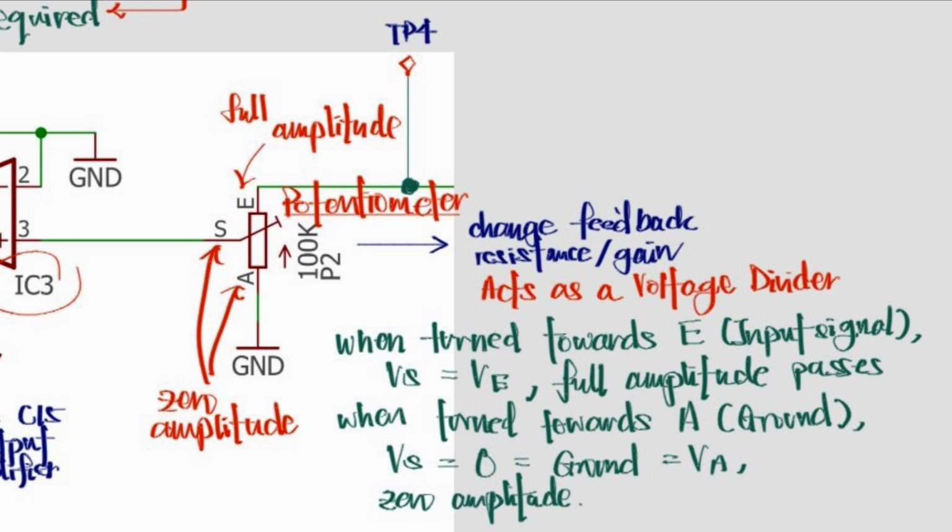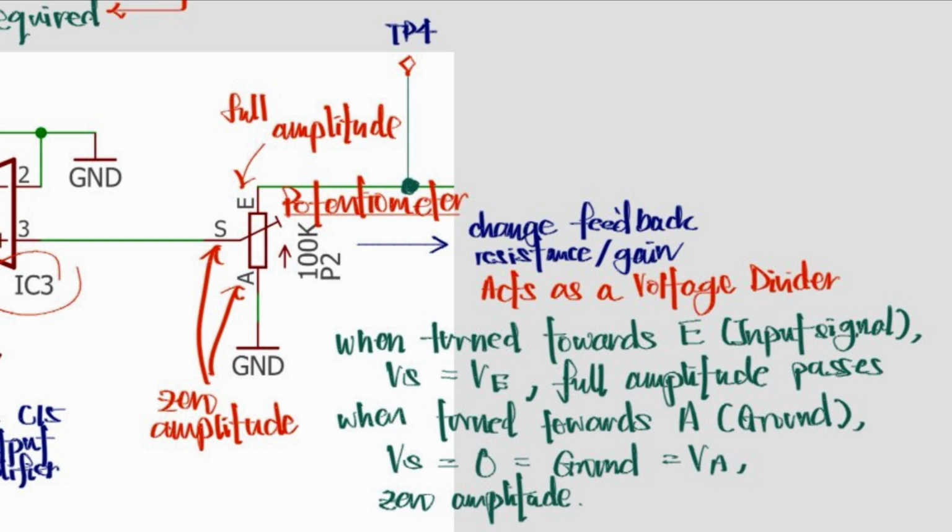The potentiometer is an adjustable 3-terminal variable resistor. As you rotate, the wiper moves along the resistive track, changing the resistance on either side. This makes the output voltage vary smoothly from 0 volts, ground, to the full amplitude. When the wiper is turned towards E, the input signal, the voltage signal at S will be equal to VE, the full amplitude. However, when the wiper is turned towards A, the grounded end, the voltage signal at S will be equal to 0 volts in amplitude.